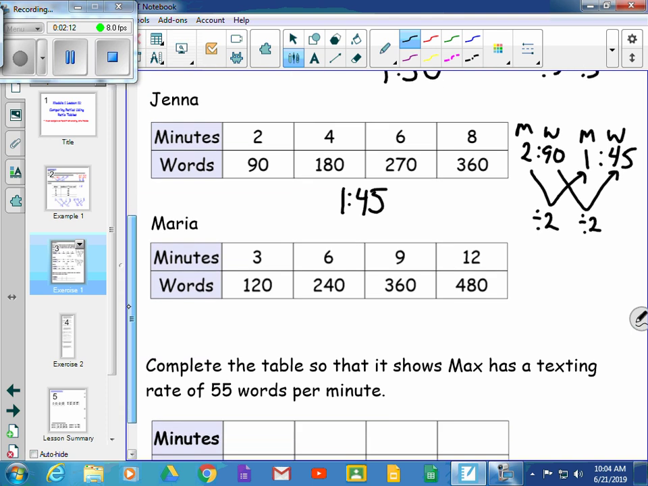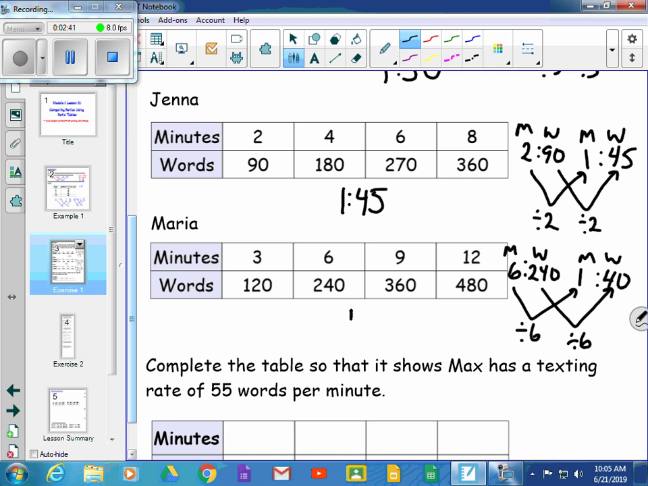Now I'm going to look at Maria. I'm going to pick any one of those. This time I'm going to pick the 6 to 240, just to be a little different. I can divide a 6 out of 6, and I can also divide a 6 out of 240. That would leave me with 1 minute, and that would leave me with 40 words. So every ratio there is equal to 1 to 40. That means for every 1 minute she can text 40 words.